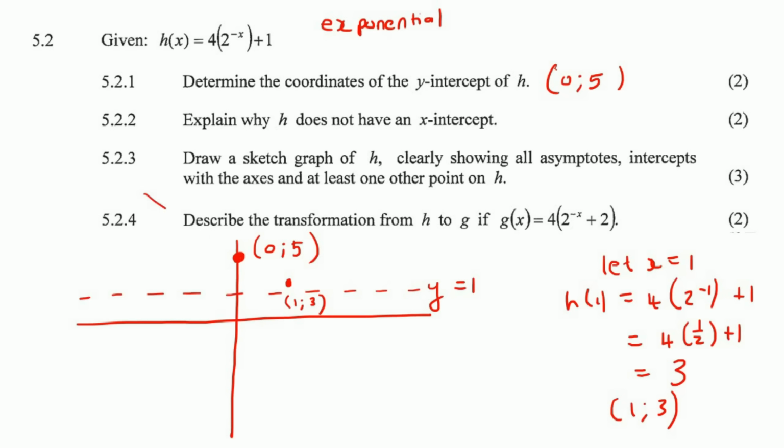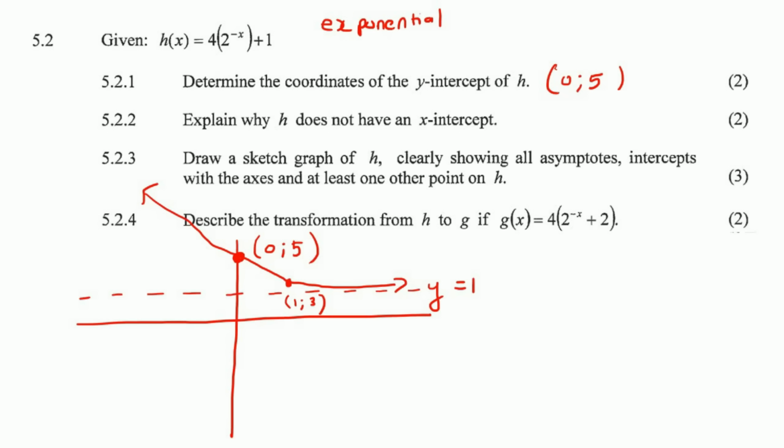Like that. Okay. And then the next question: describe the transformation from h to g if g of x is equal to this. Okay, it's actually a really silly question, guys. I'm just going to quickly multiply this 4 in. So it's just going to become 4 times 2 to the minus x. Well, let's just go write this down.